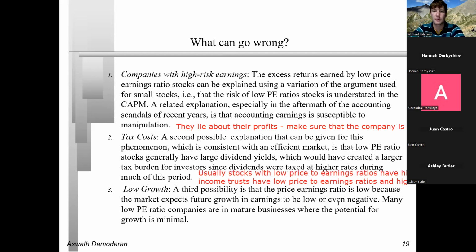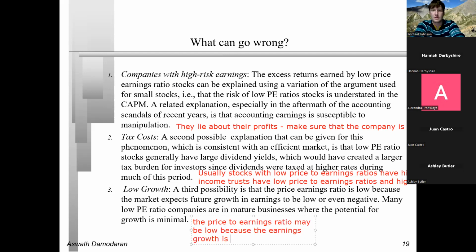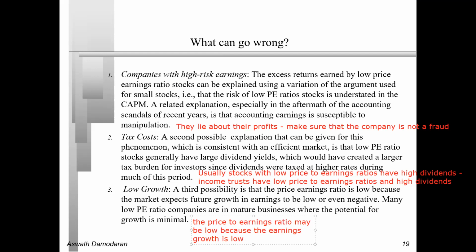And low growth. The third possibility is that the price to earnings ratio is low because the market expects future growth in earnings to be low or even negative. So the price to earnings ratio may be low because the earnings growth is low. That could be another reason why. These are a lot of risk factors that you've got to look at before investing, and there are many more. Just try to be as careful as you can with all of these risk factors.